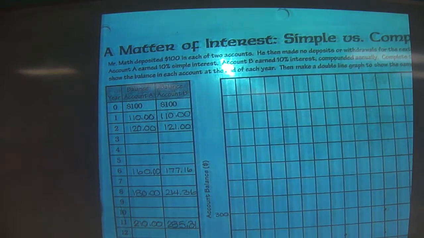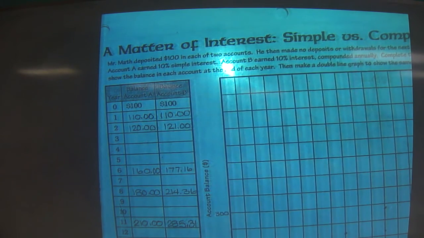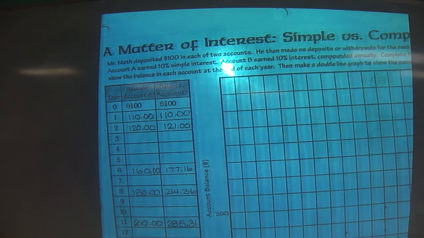for account A, I'm going to say, okay, I have 100. In year 1, I have 110. Year 2, I have 120. Year 3, I have 130. Year 4, I have 140. Year 5, I have 150. And so on. 160. And you will find that you graph a very straight line. All right? So everybody should have a straight line graph.